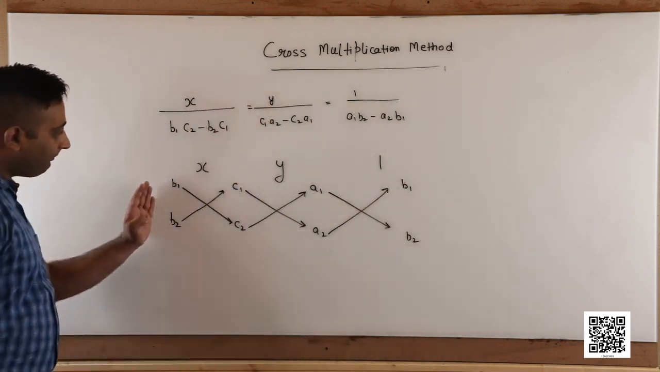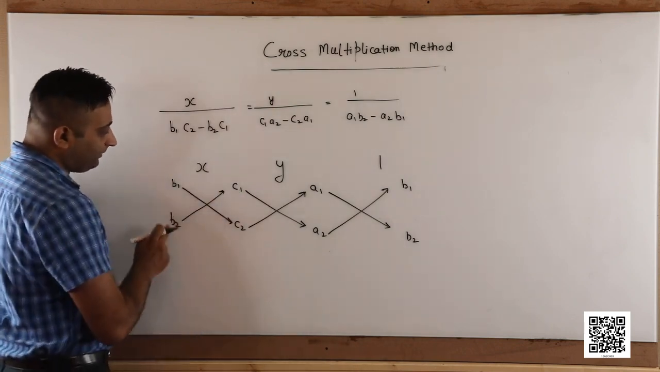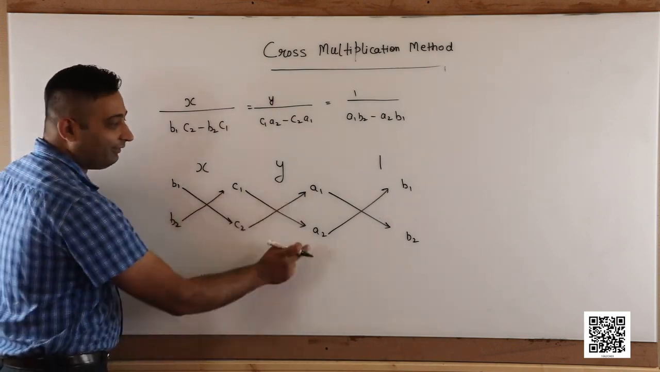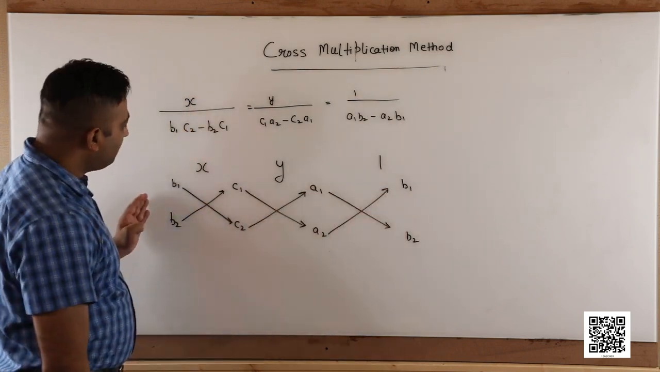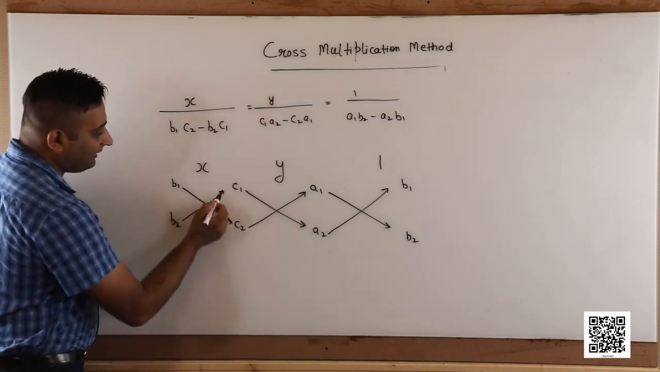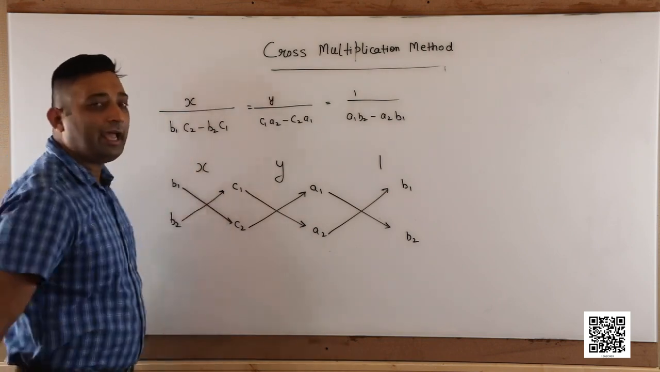So you just have to remember the order in a cyclic manner: first we have b1 b2, then c1 c2, then a1 a2, and then b1 b2. And just remember that this cross multiplication and subtraction is represented by these two arrows.